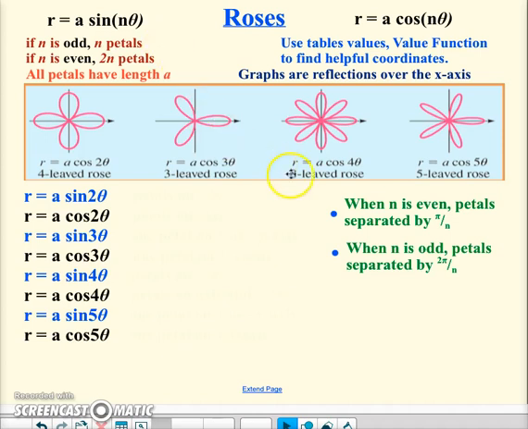One little nice thing to remember, and this is something you guys can put in a note sheet, is that if n is even, the petals are separated by pi divided by whatever n is. If n is odd, the petals are separated by 2 pi divided by whatever n is. Now, here's a list of just kind of in order, the 2s, the 3s, the 4s, the 5s, and so on and so on. And there are definitely some things that are true about these, but the list is so extensive.